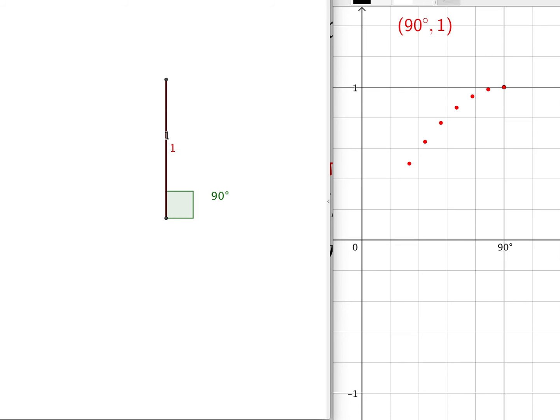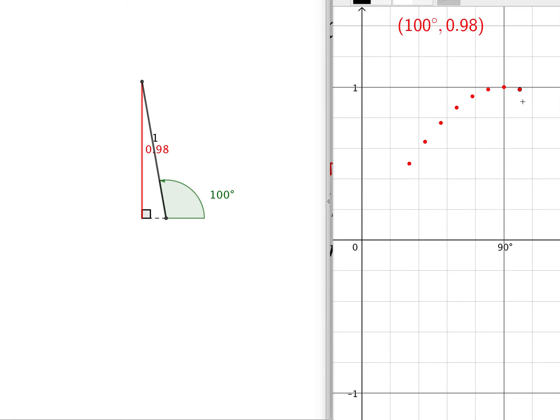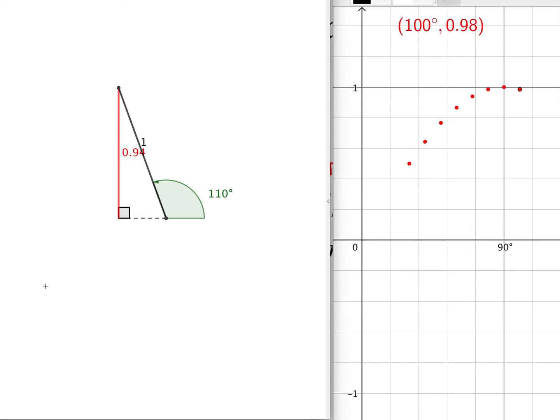Now you might think the triangle's disappeared, it's all over. But if we keep the angle going, there's 100 degrees and the triangle appears on the other side here. And it's back to 0.98, what it was at 80 degrees. So we plot 100 degrees, 0.98, there it is, and so on. There's 110 at 0.94.